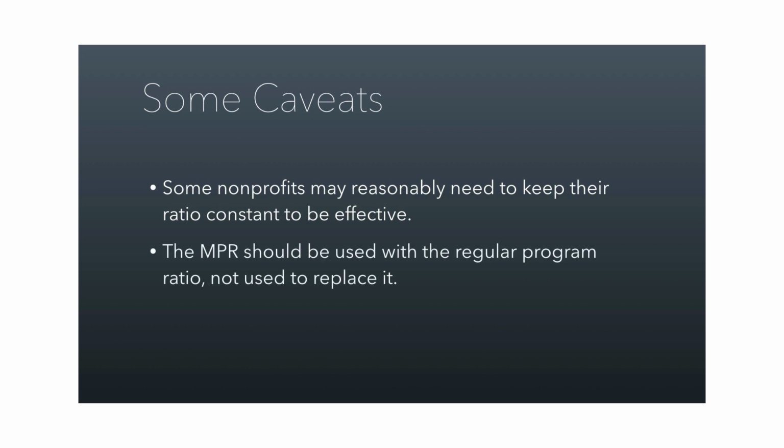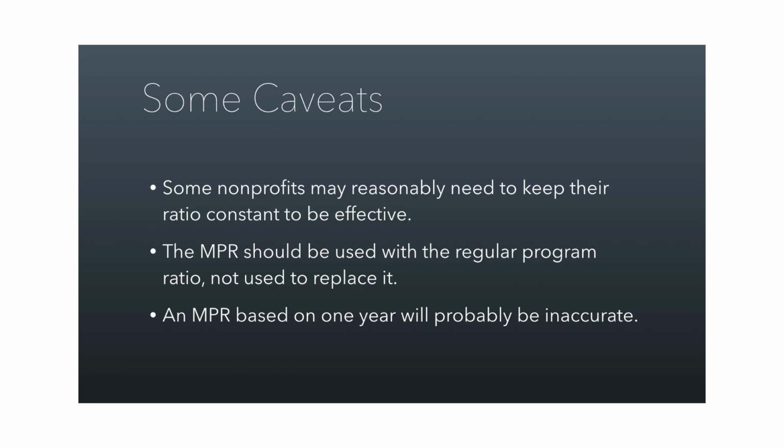If you're going to be using the NPR, it should always be used together with the regular program ratio. It shouldn't be used to replace it. And I should also say that an NPR based on just 1 year will probably be inaccurate, because we're looking at how they tend to spend new money. And that should instead be averaged across multiple years to show a broader pattern. New money that they get in 1 year isn't going to show the way they spend new money on average.